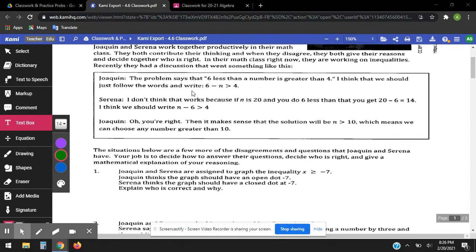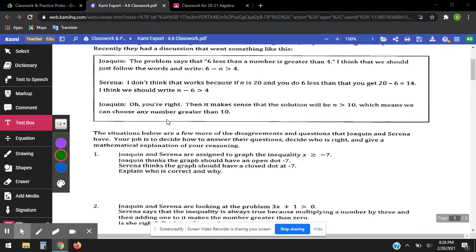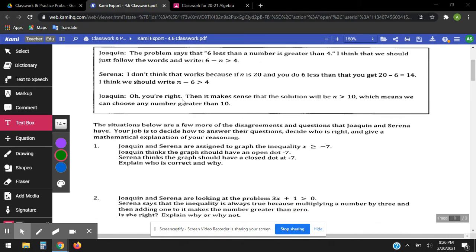Joaquin: The problem says that 6 less than a number is greater than 4. I think we should just follow the words and write 6 less than n, so less than minus is greater than 4. Serena says, I don't think that works, because if n is 20 and you do 6 less than that, you get 20 minus 6 equals 14. I think we should write n minus 6 is greater than 4. Joaquin: Oh, you're right. Then it makes sense. The solution would be n is greater than 10, which means we can choose any number greater than 10.